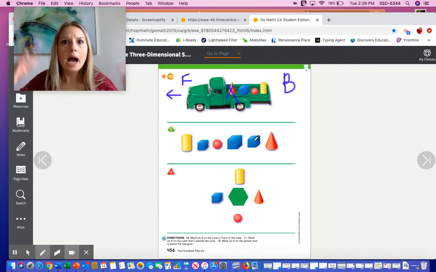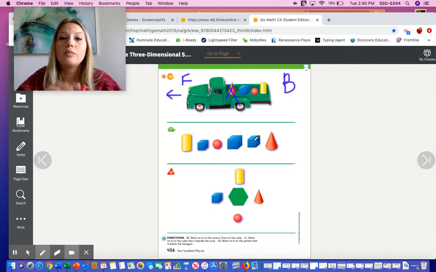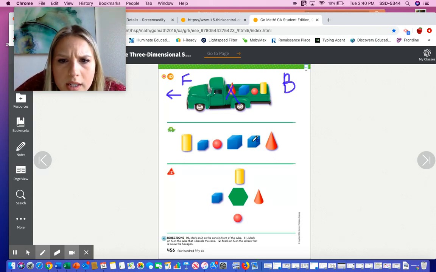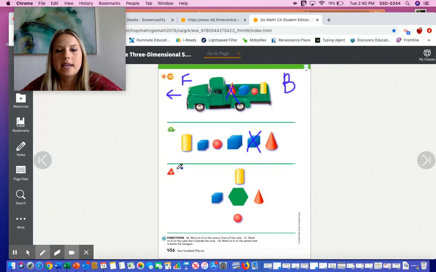How are we supposed to know which cube it is? There's 3 cubes. Well, it said look for the cube that's beside the cone. So which one is next to the cone? This one. All right, mark an X. Good. Find red sailboat number 12 and put your finger on it.